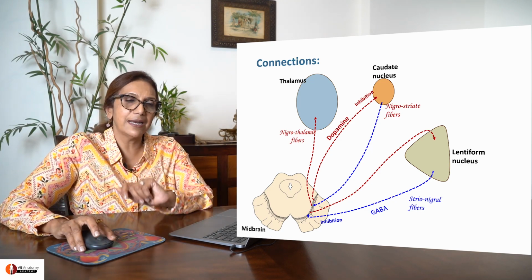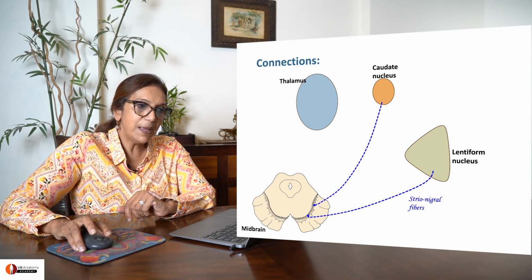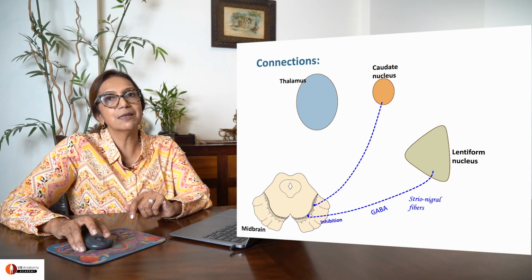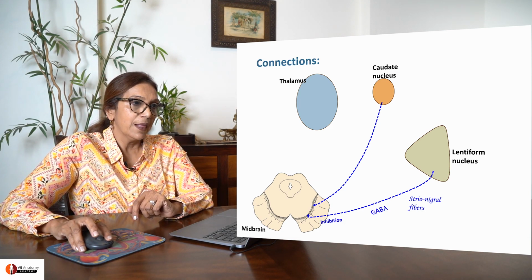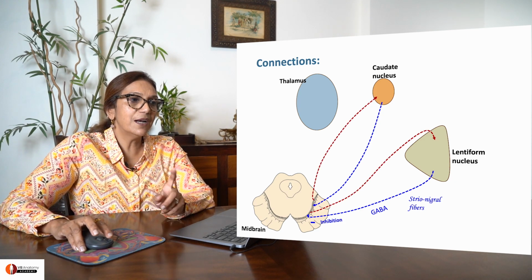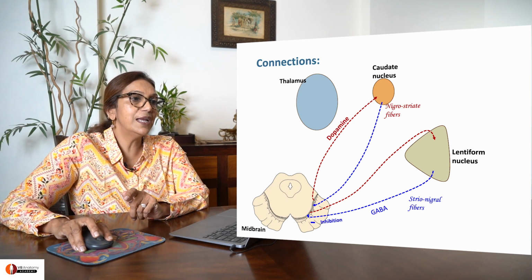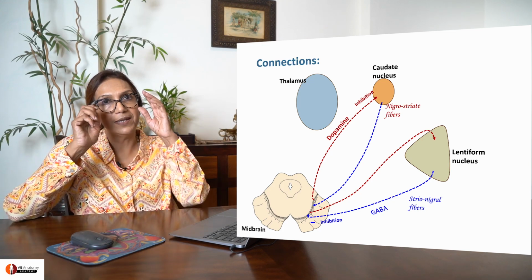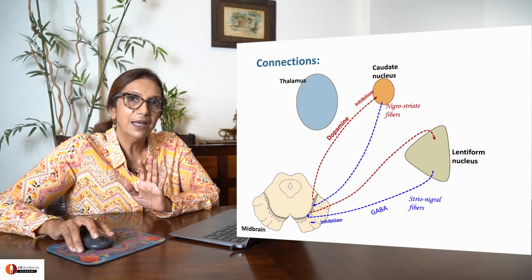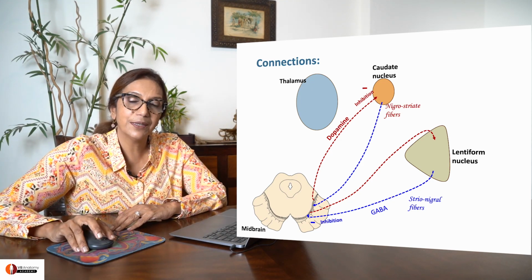Okay, let's understand it a little bit again. From caudate nucleus and lentiform nucleus, strio-nigral fibers carrying GABA inhibit the substantia nigra. From the substantia nigra to caudate nucleus, nigrostriate fibers carrying dopamine inhibit the caudate nucleus and lentiform nucleus. So they are mutually inhibitory. There is a reason why I am repeating this. Remain alert. They are mutually inhibitory to each other.